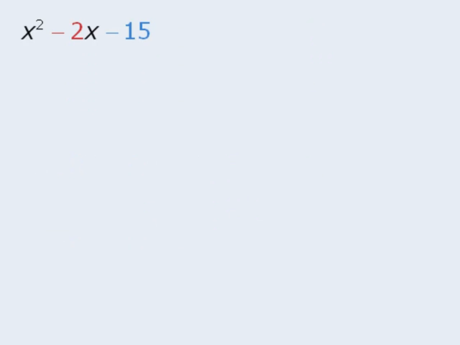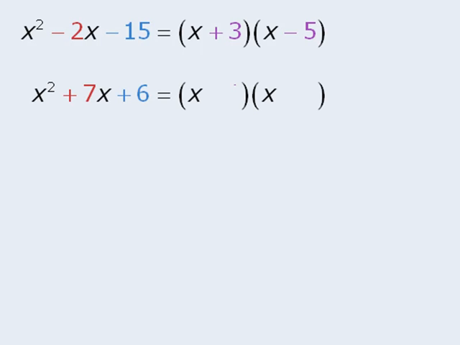Okay, here's another one to factor. Once again, we have the usual form, so the factorization will look something like this. Here, our two missing numbers add to negative 2 and have a product of negative 15. So these two numbers must be positive 3 and negative 5. In the next example, the two missing numbers add to positive 7 and have a product of positive 6. So these two numbers must be positive 1 and positive 6.